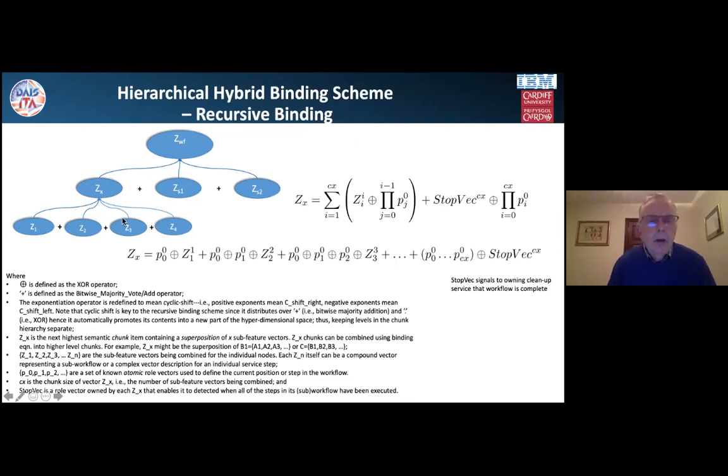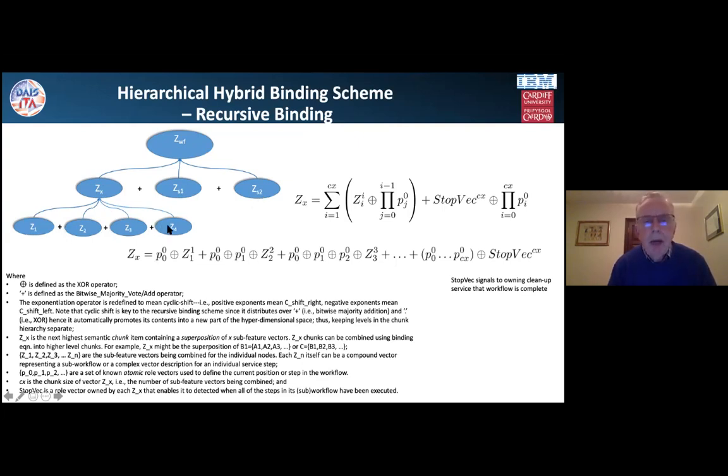Now, here's basically what we're doing. We're starting off here with service Z1. We're using the binding operation to bind it together into the vector ZX. And we can continue then to bind, we could take more vectors down here, bind them into a vector for, say, Z service 1 or Z service 2.